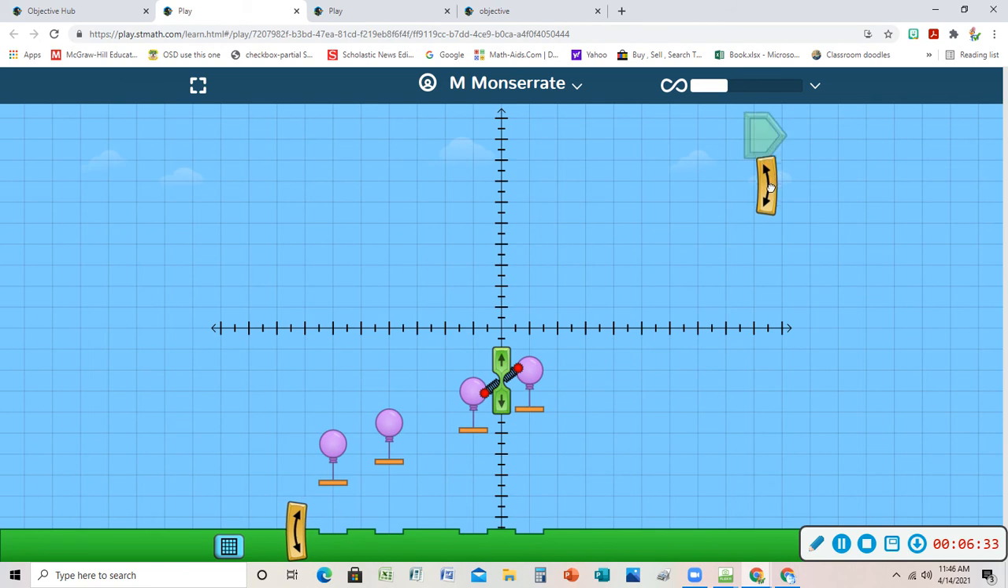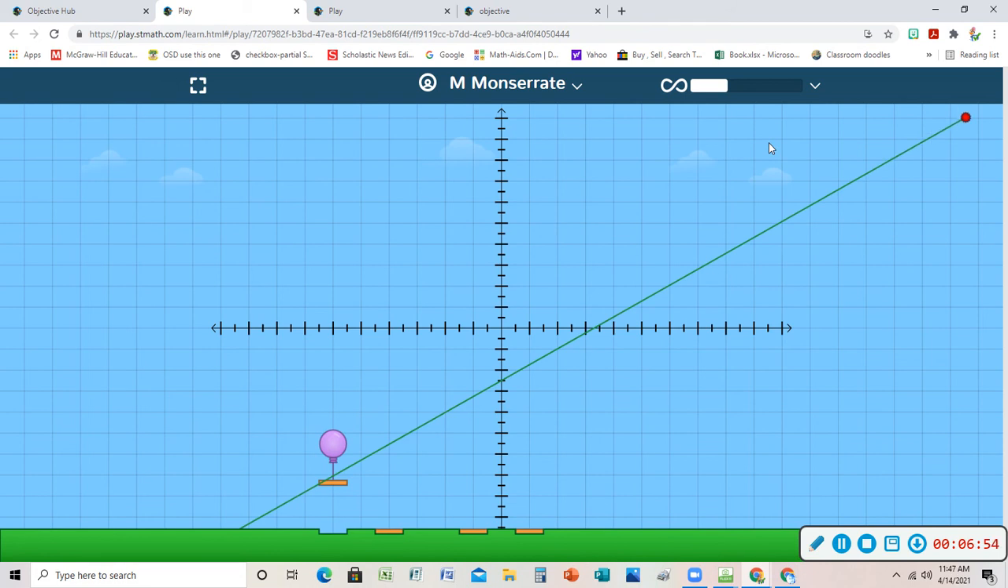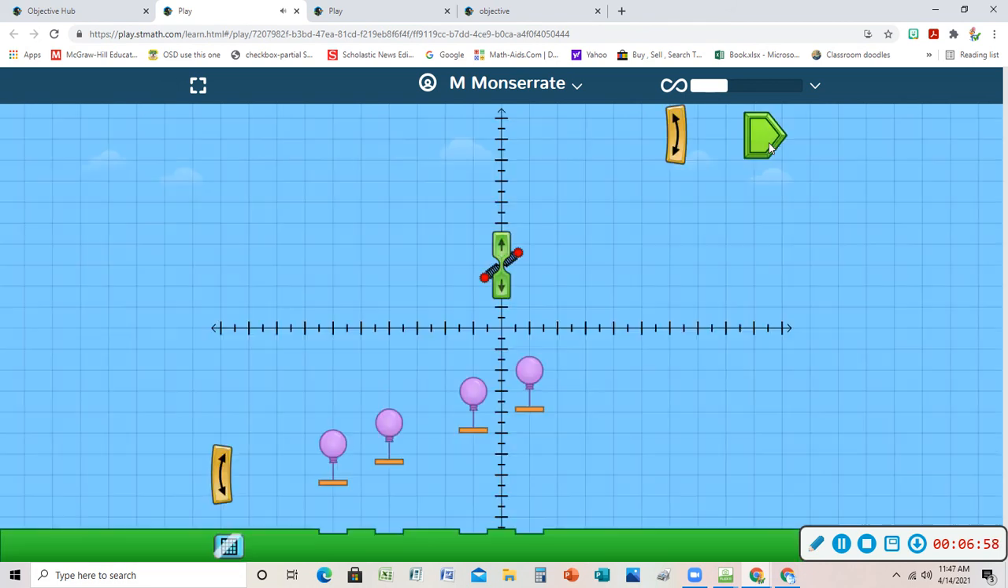So let's turn this even more and move it even lower. Right, I think that might be my problem. So let's see now. It might go through all the balloons. I'm going to try it. I still missed that other balloon. I think this time I got it though.